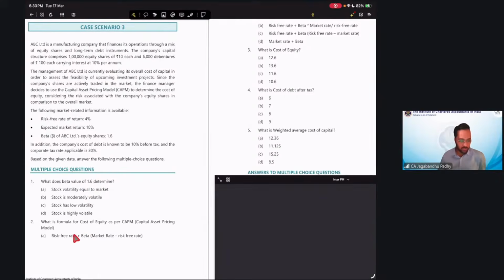What's the formula for CAPM? That's going to be risk-free rate plus beta into (market rate minus risk-free rate). Obviously, answer A. Third one, what's the cost of equity?